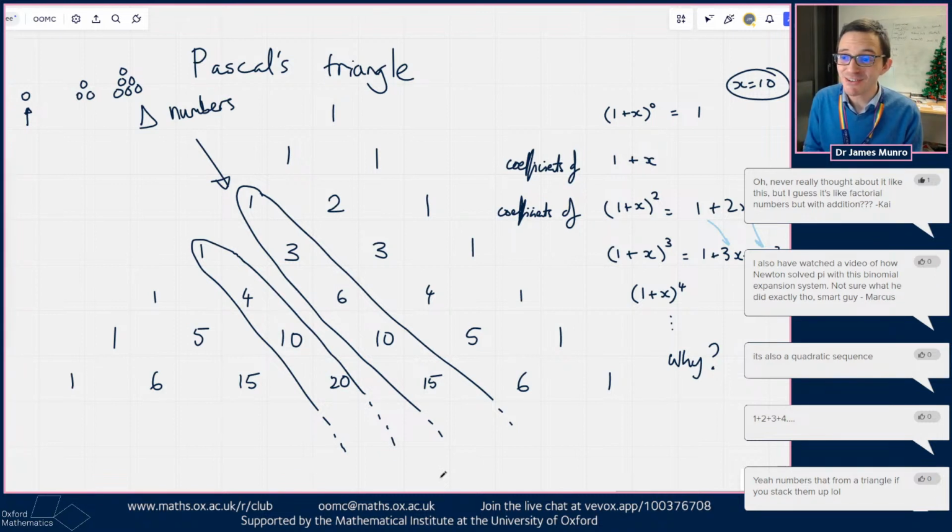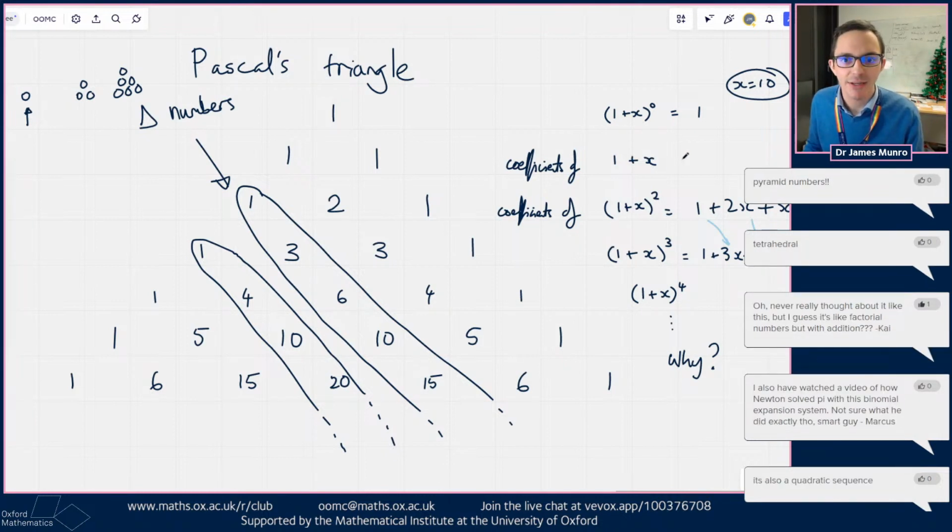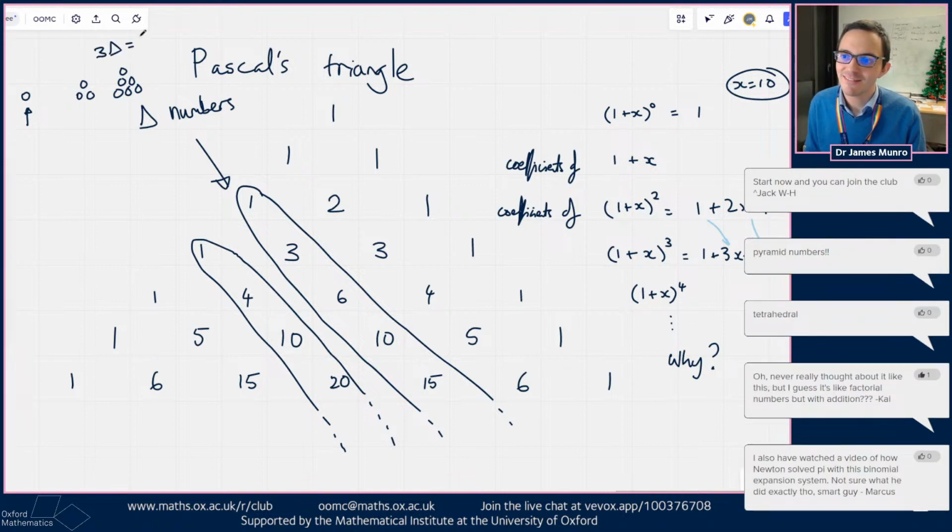It's a bit like factorial numbers, but adding instead of multiplying. Yes, it's 1 plus 2 plus 3 instead of 1 times 2 times 3. It's almost a shame that we have this snazzy notation for factorial, multiplying, but not a snazzy notation for the triangleification. Nobody does this. This is original research in this corner.